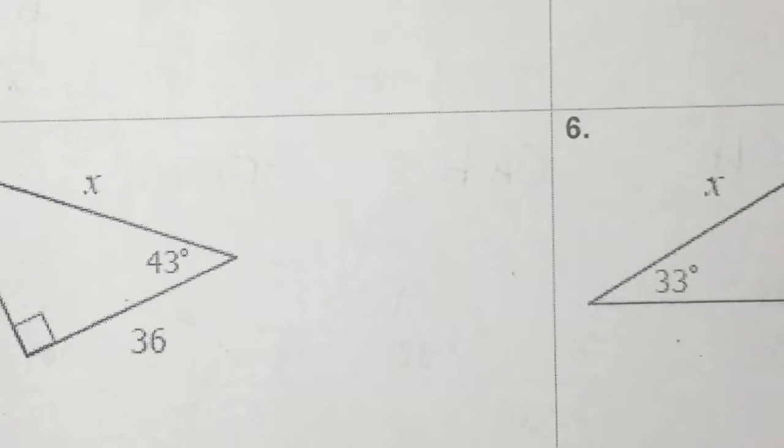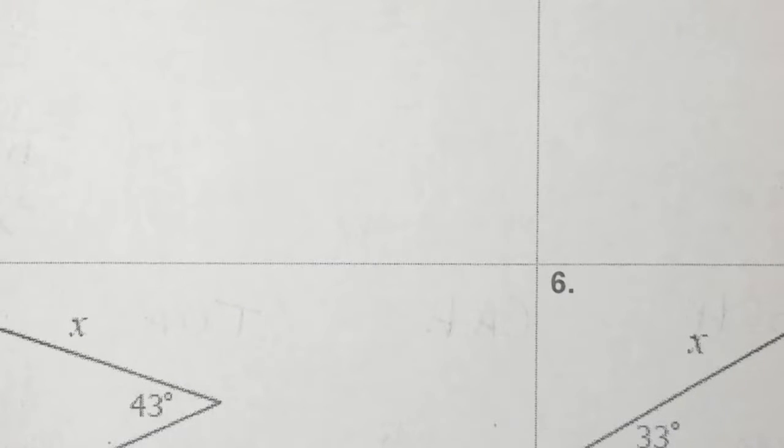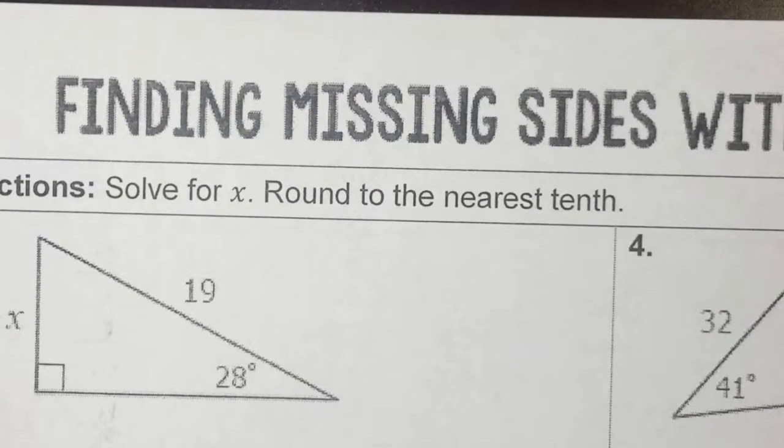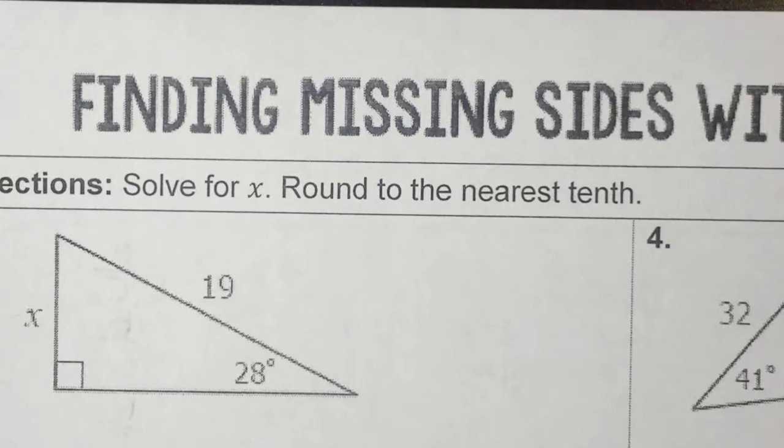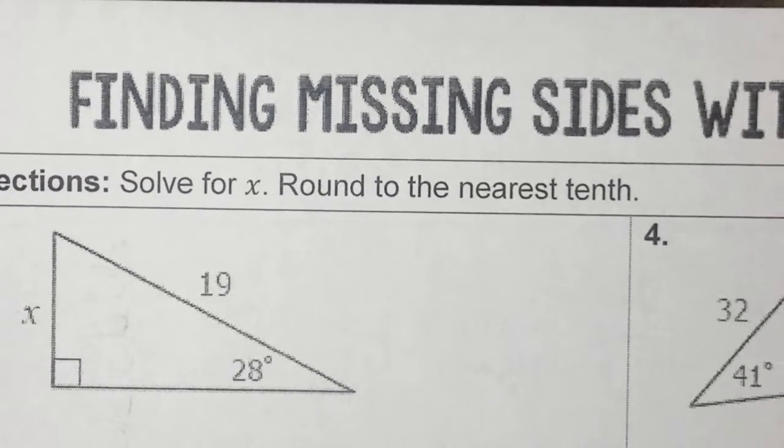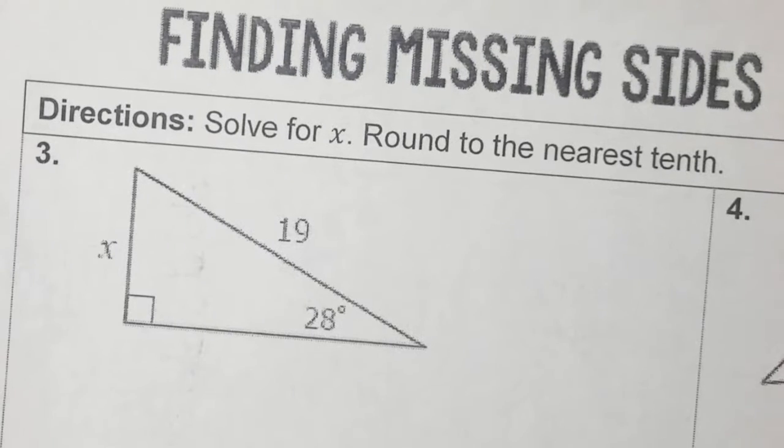So here we're going to set up our triangles to solve for X. On these on the back, all these have missing sides. It's just missing sides we're working on today. I'll show you how to find angles later. All we're working on today is finding the missing side. Since I already taught you how to label, this part should be easy.